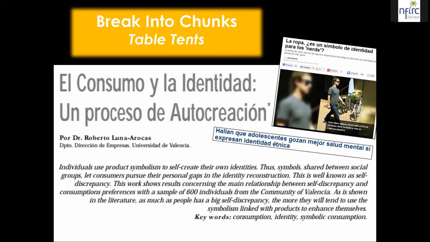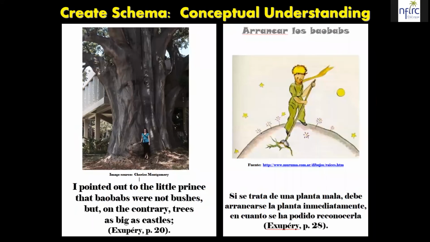We can help create schema by strengthening their conceptual understanding. So this happens to be some work with the text, The Little Prince, which is a culturally authentic text in French. In high school, when I taught high school, we had copies in French and in Spanish. And so we had our students reading this text in both languages. And I went to the French teacher and said, I don't know what a baobab is. I can't find it in any dictionary. And she laughed and she said, oh, it's a giant tree that generally grows in Africa.